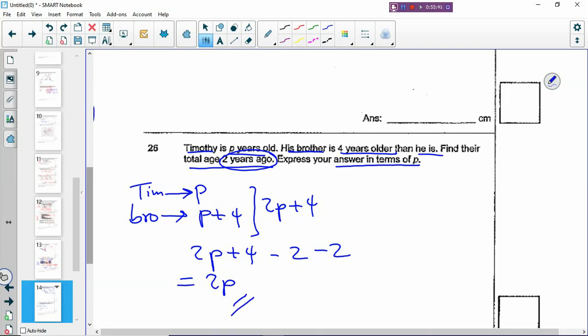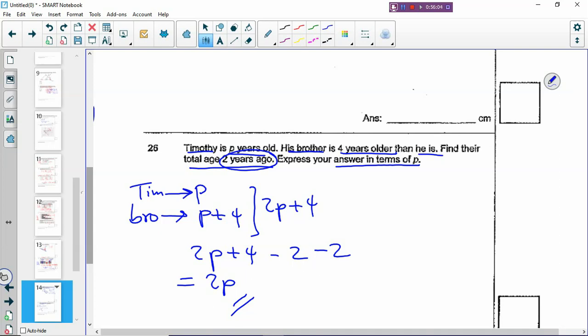So if you want to find their total age, how many years ago or how many years later, you will have to minus how many times according to how many persons there are. So if there are 3, then you have to minus 2, minus 2, and minus 2. Right? If there are 2, then you just minus 2 and minus 2. Right? If there's only 1, you just minus 2. Okay, that is the lesson here.